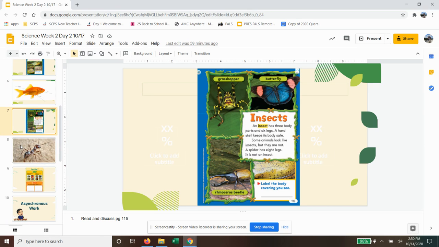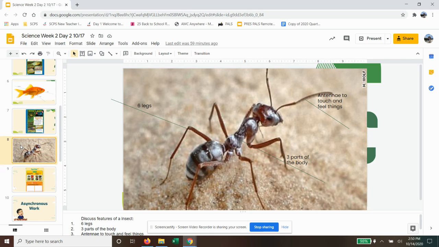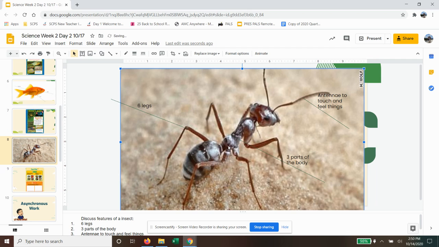And then we looked at an insect, which was an ant. This ant has six legs. One, two, three, four, five, six. And then it has an antenna to touch and feel things. So this has an antenna to touch and feel things. And it has three parts to its body: one, two, and three.